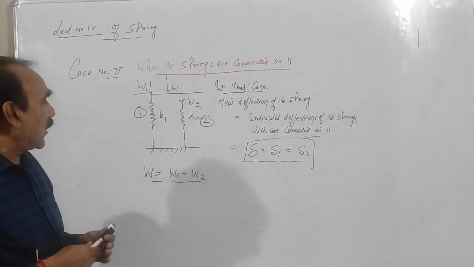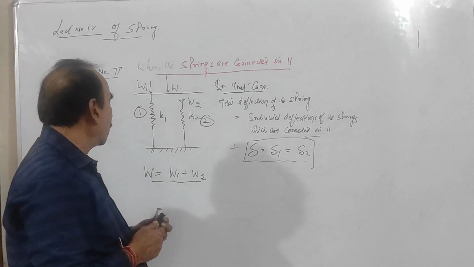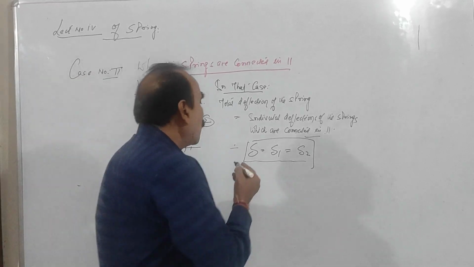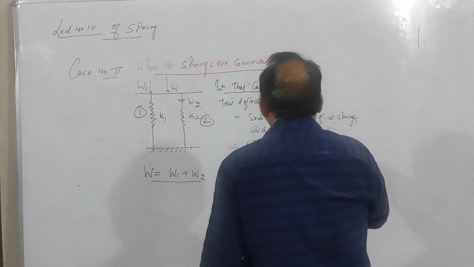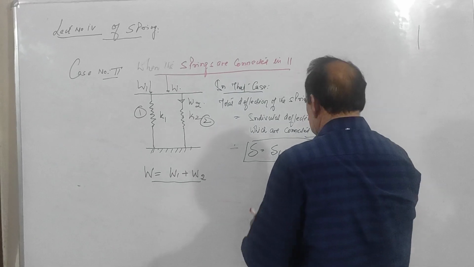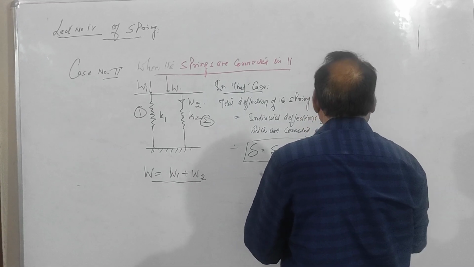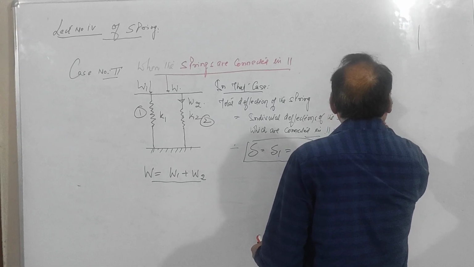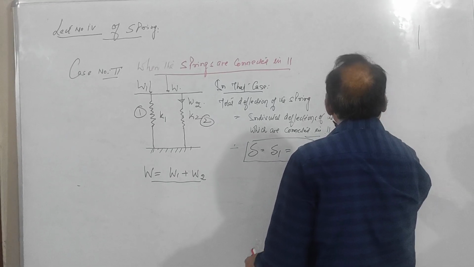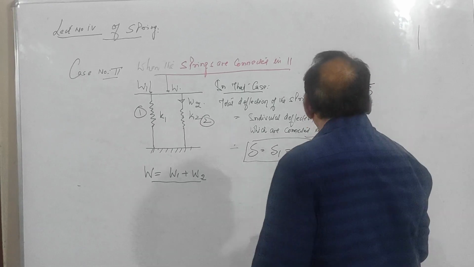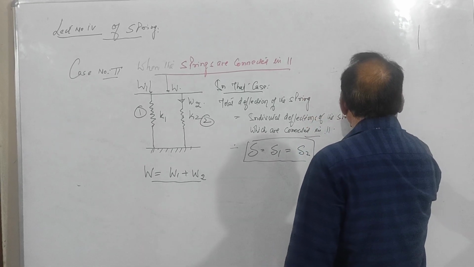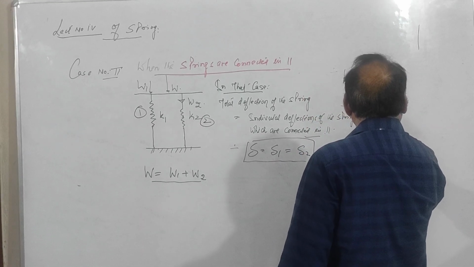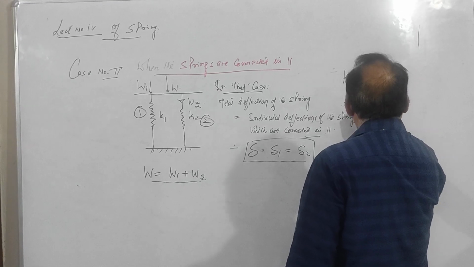तो इसमें क्या होगा, W is equal to W1 plus W2, तो W हम निकालेंगे, जैसे आपको पता है स्प्रिंग स्टिफनेस किसके बराबर होता है, K is equal to W upon delta, राइट? ये अभी आपने पीछे पढ़ा है. So therefore, W is equal to K into delta. Is there any problem?